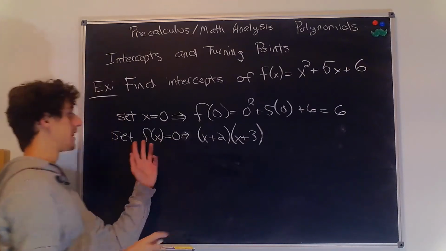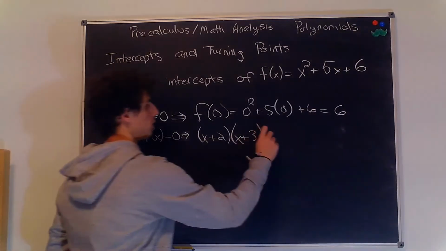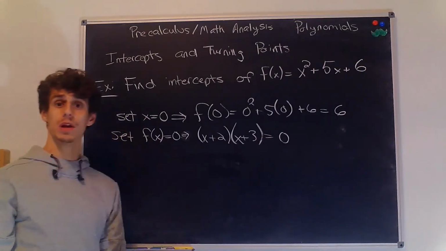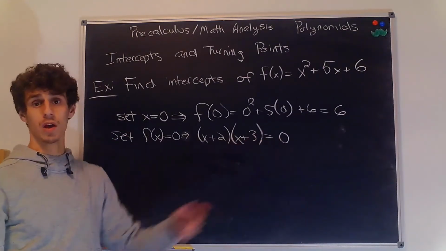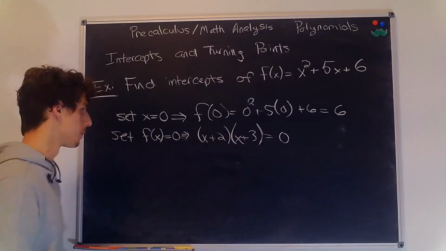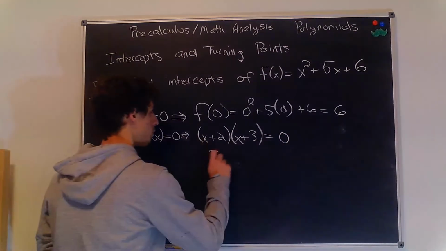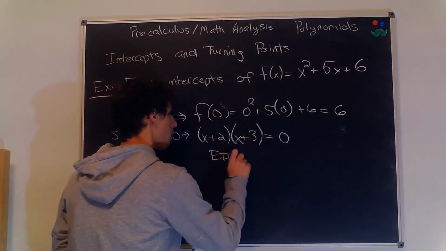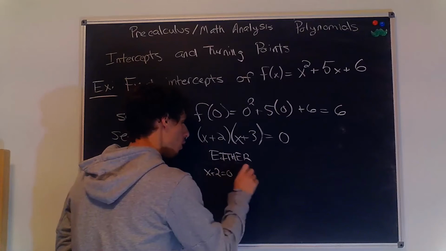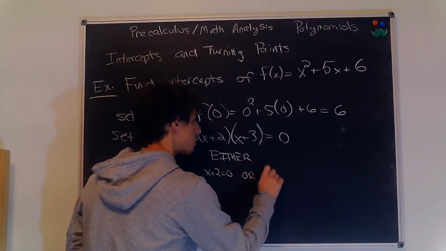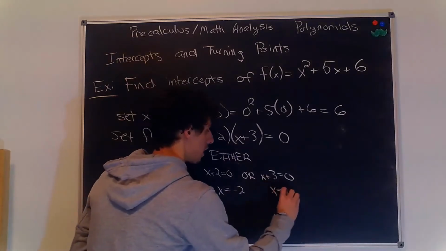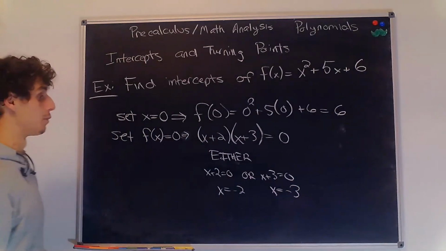And again, we're setting this equal to 0. But now, if you multiply two numbers together and you get 0, one of them has to be 0. Otherwise, this product wouldn't be 0 over here. So either x plus 2 equals 0, or x plus 3 equals 0. This is going to be x equals negative 2, x equals negative 3.